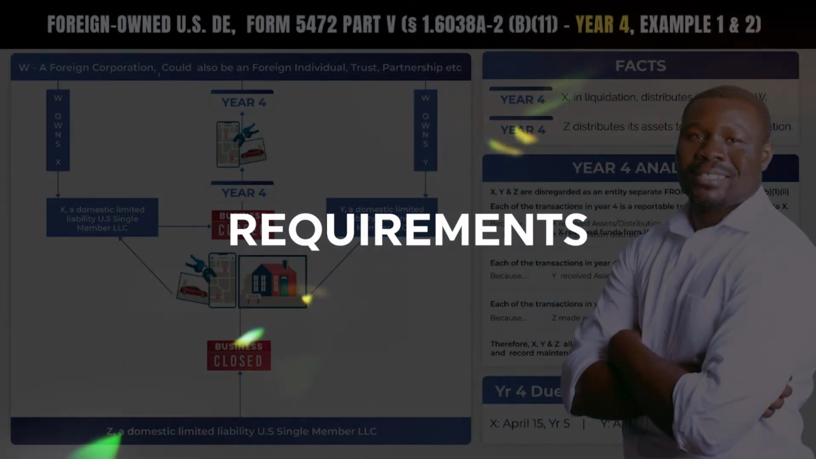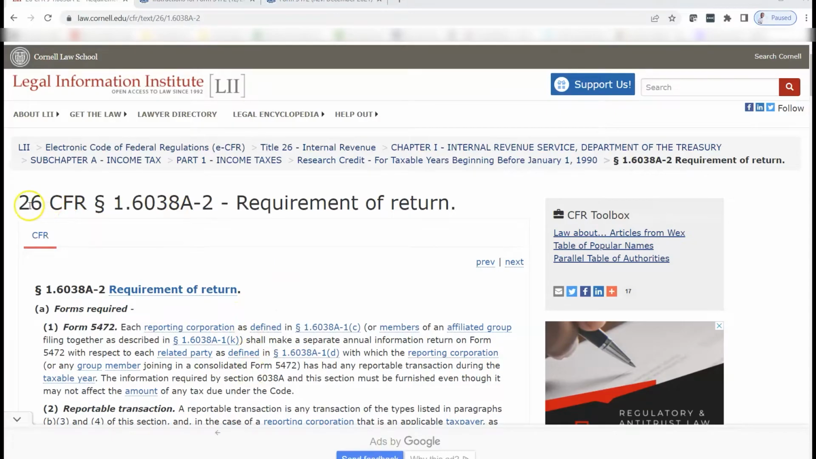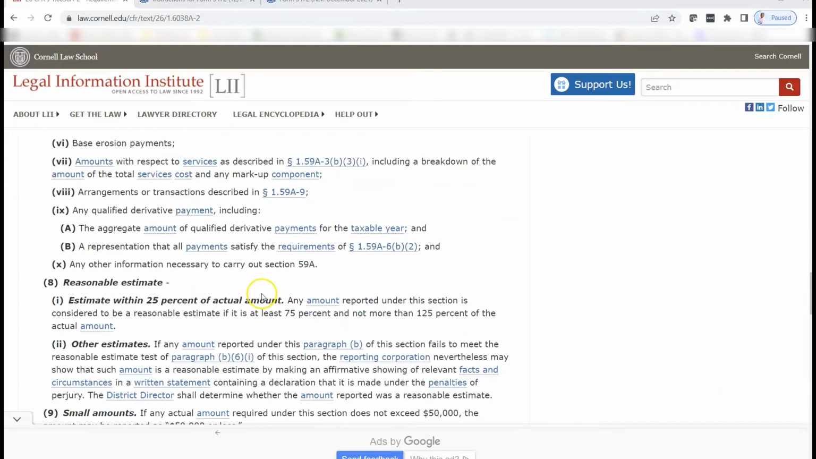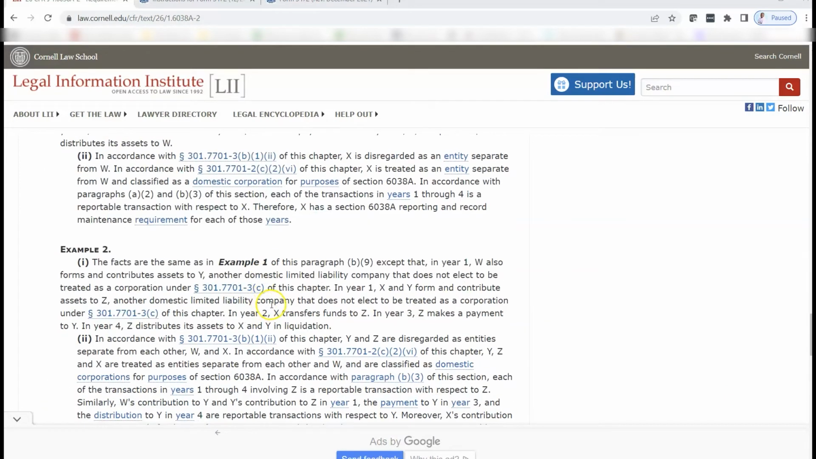So when I started, I stated that there are some examples in the Treasury Regulation 1.6038A-2. The requirement for foreign owners of U.S. single-member LLCs to file a pro forma 1120 and 5472 was codified in this Treasury Regulation. And within this regulation, the IRS provides some unique examples that guide you to figure out what kind of reportable transactions the IRS wants to see.